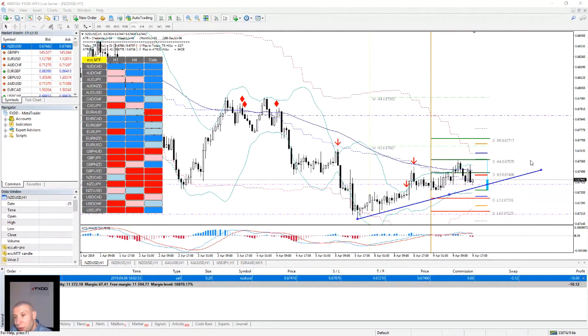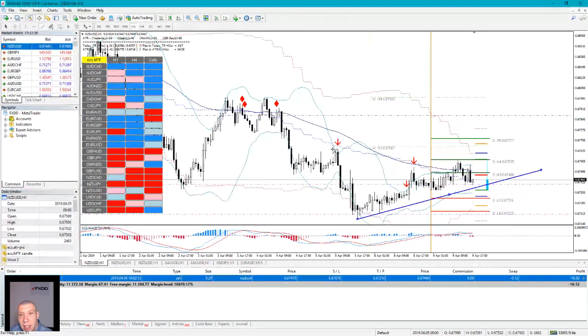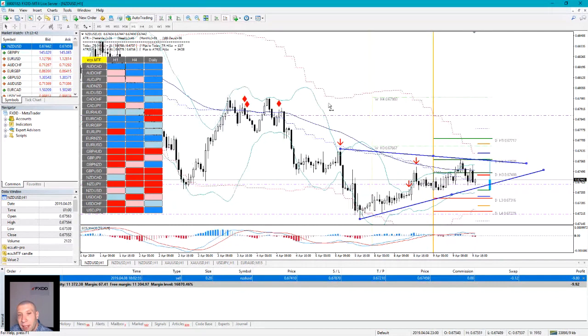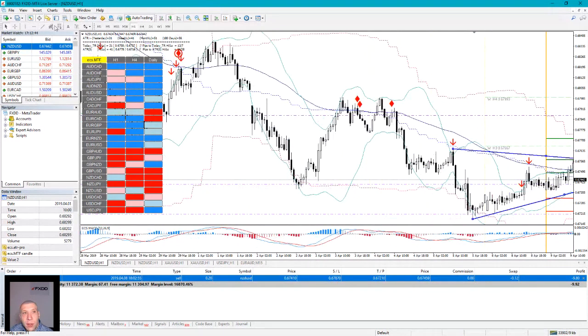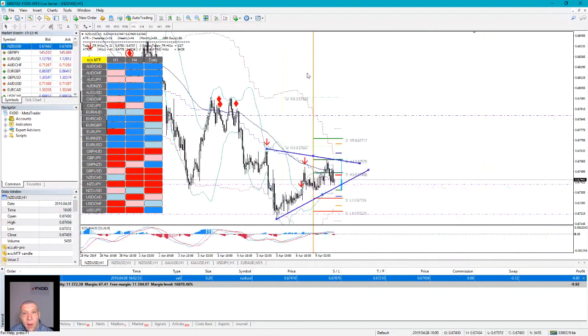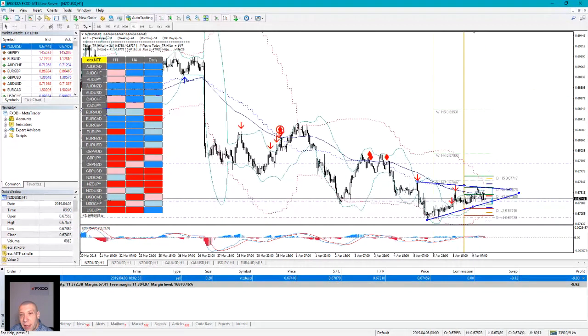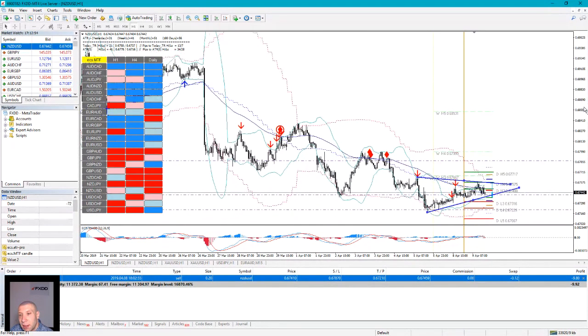It really needs to break this trend line. Otherwise, there's no clear direction, guys. You see, this is a bearish pattern again. This looks like a bearish pennant here. If we zoom out, you see this is a bearish pennant. Fall and triangle, it's a pennant. Okay, and this is it.